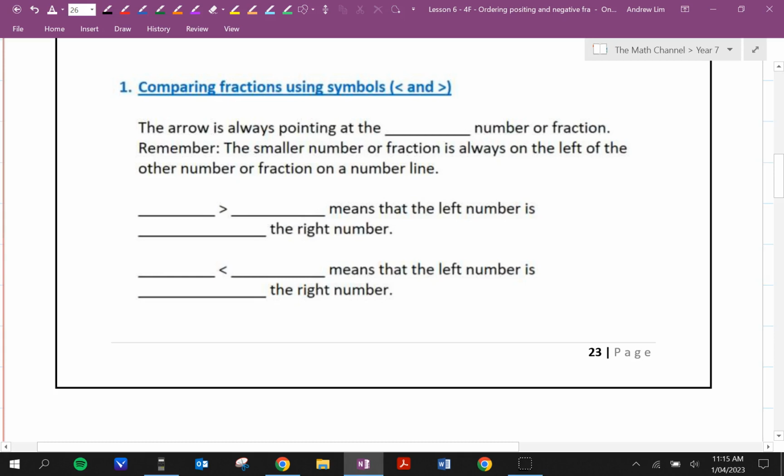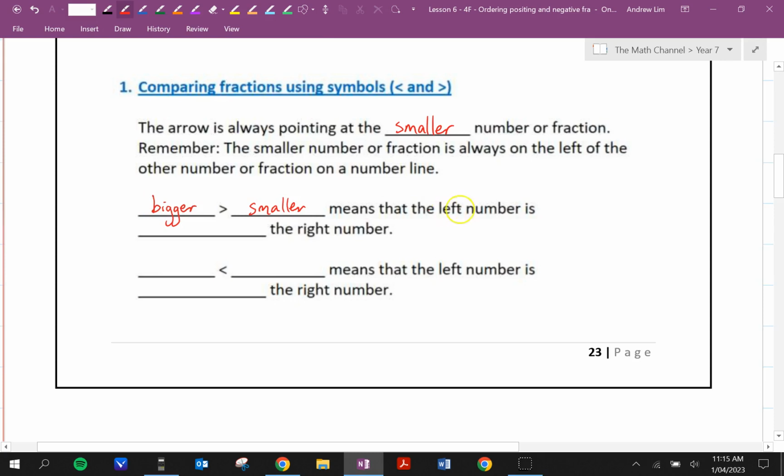Comparing fractions using these symbols, less than and greater than. Now it's important for you to remember that the arrow is always pointing at the smaller number or fraction. Also remember on the number line, the smaller number or fraction is always on the left of the other number or fraction. So because the arrow is always pointing at the smaller, that means this one has to be the bigger one.